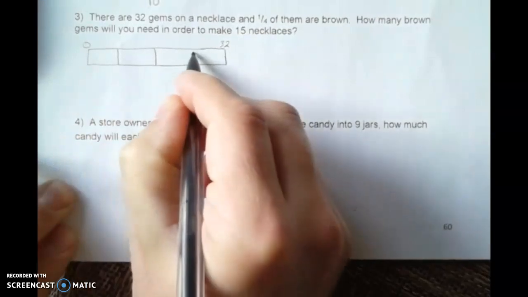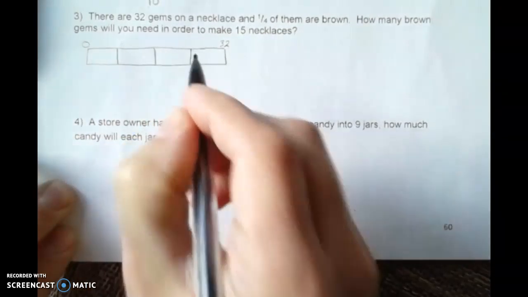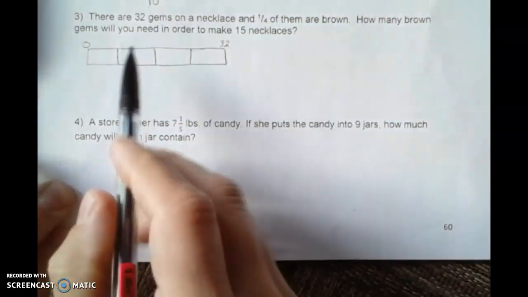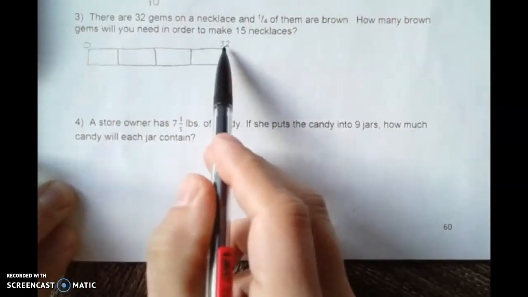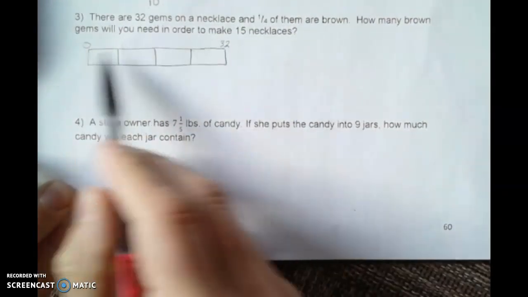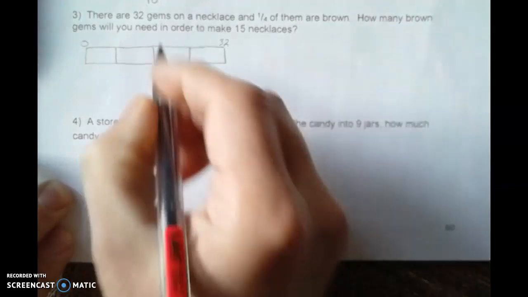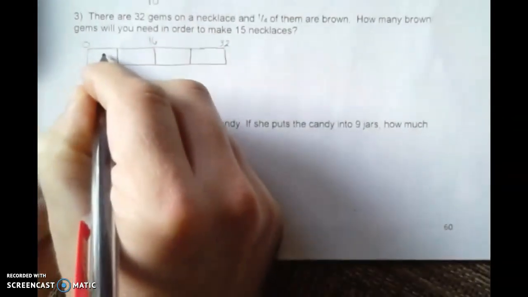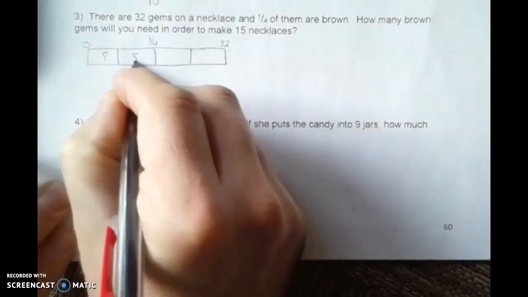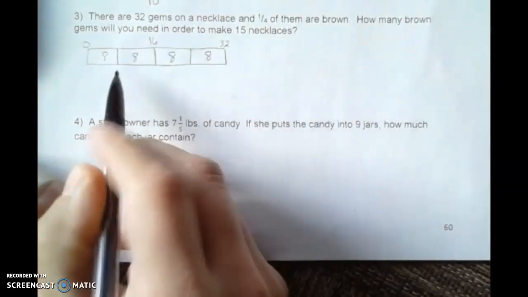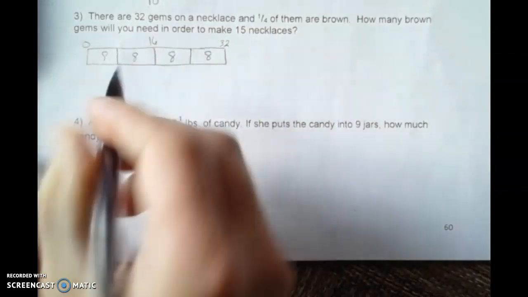Okay, so if I break this into fourths like this, I've got to figure out how many gems it is going to take to get all the way up to 32. Well, I know half of 32 is going to be 16. And so if I need just half of that in order to get my quarter here, I know that each piece is going to equal 8. There's going to be 8 gems in each piece. 8, 16, 24, 32.